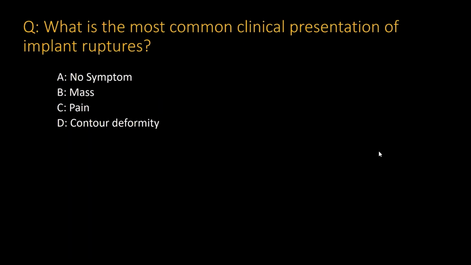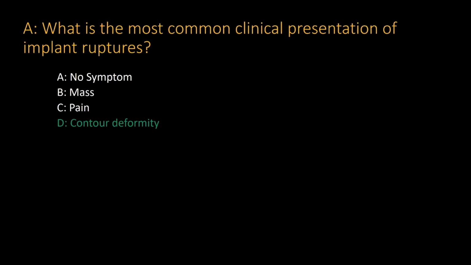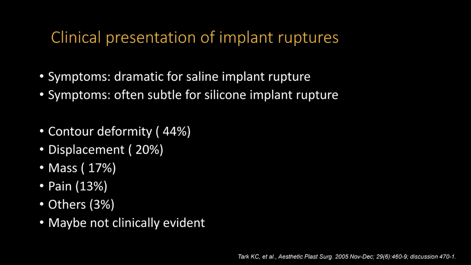Okay, what's the most common clinical presentation of implant rupture? I think almost all of them get it right. The most common clinical presentation is contour deformity. And if a patient has a saline implant, normally they have a very dramatic presentation. They can notice a deformity and asymmetry in both breasts.